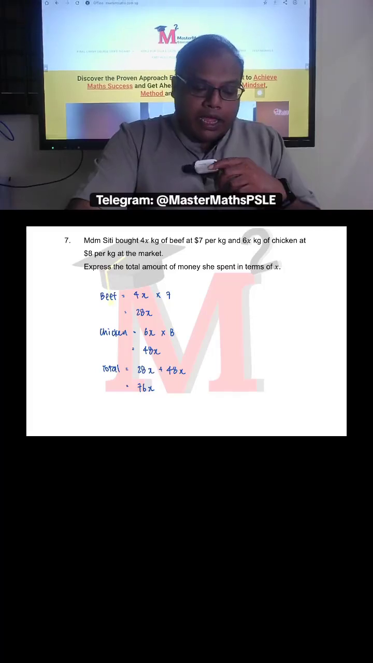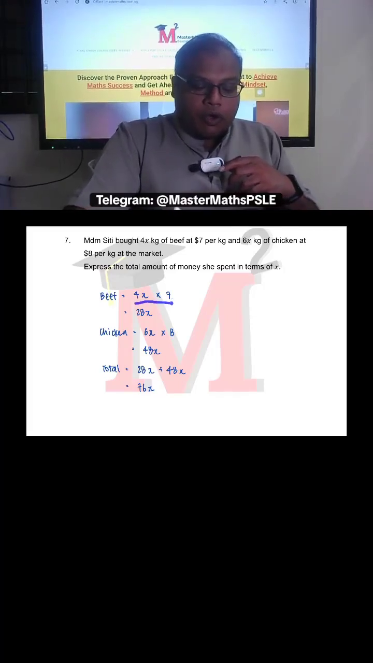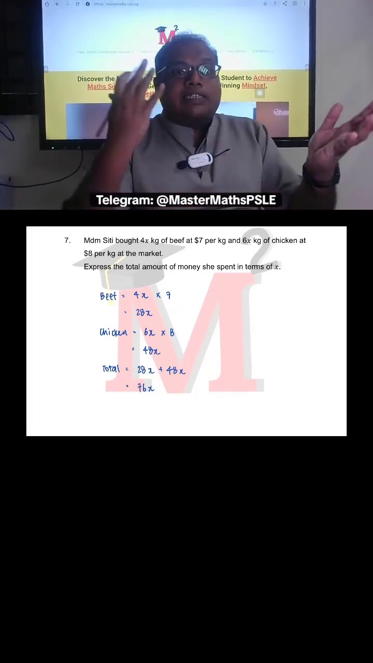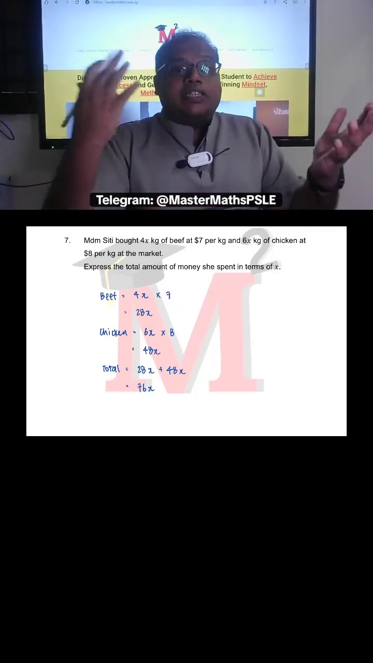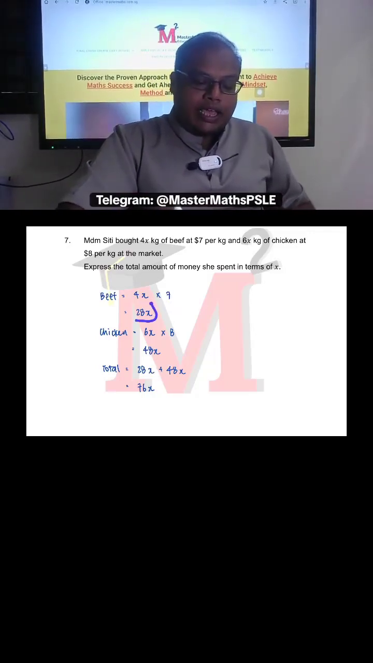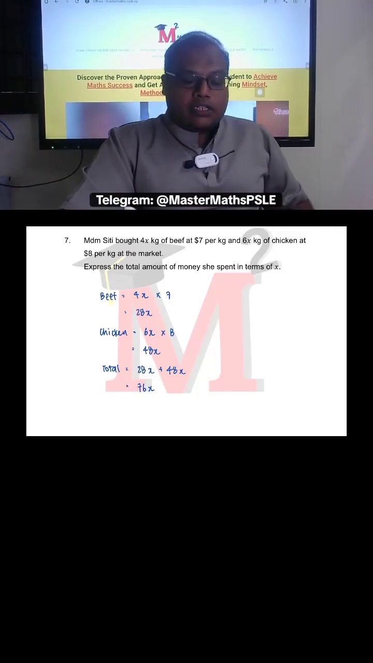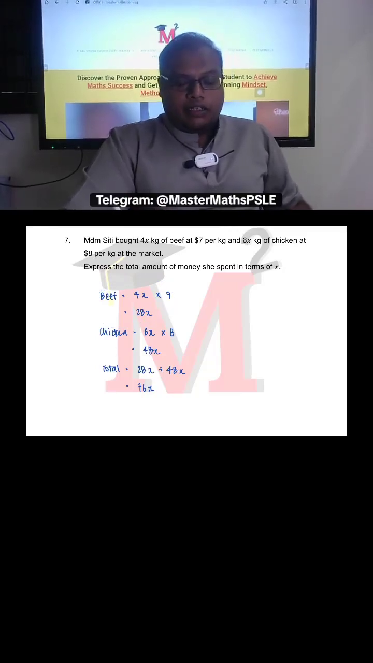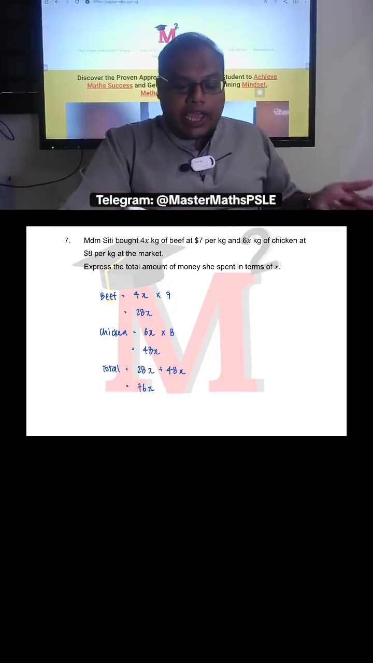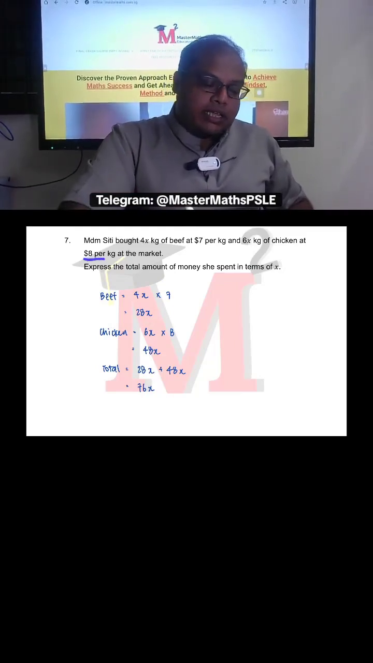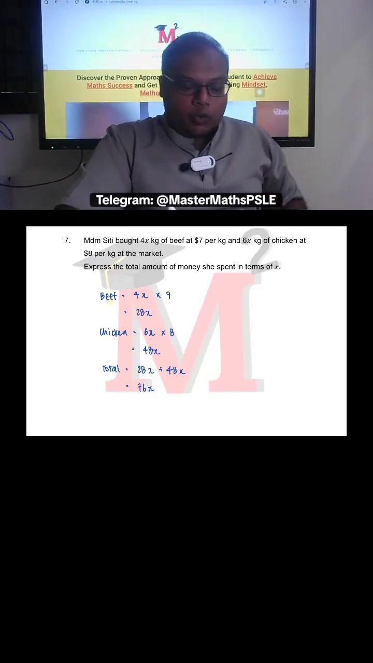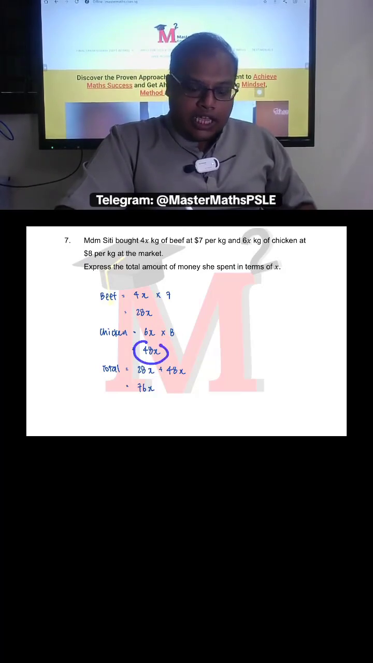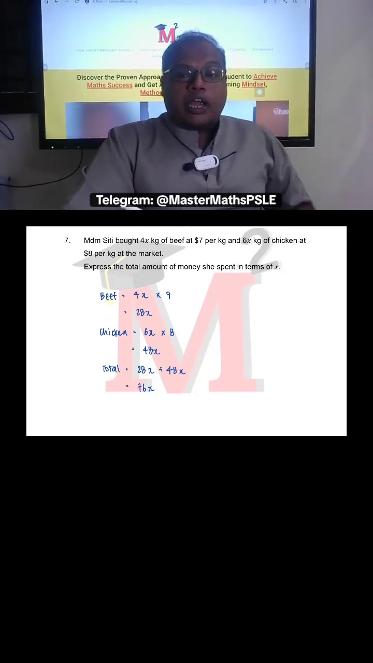So when we multiply, we get 4x times 7. 4 times 7, we get 28x. So that's for beef. Then we have the chicken. Chicken, same thing. 6x kg, the price is $8 per kg, so we multiply, and we get 48x.